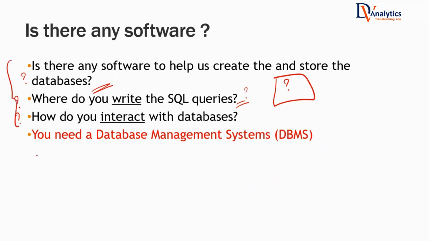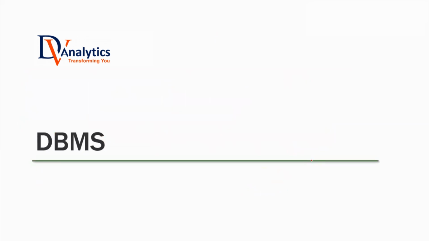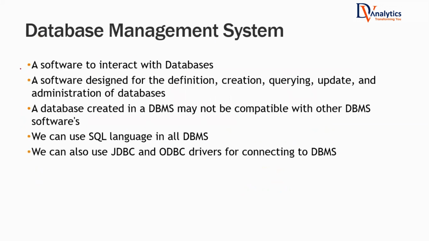To manage all this, you need a DBMS. That stands for Database Management System, or RDBMS. What does RDBMS stand for? R stands for Relational Database Management System, or in simple words, DBMS, Database Management System. What is a database management system? It's a software to interact with the database, a software designed for definition, creation, querying, updating, and administration of the databases. It is a software that is designed to define the data, create the data, query the data.